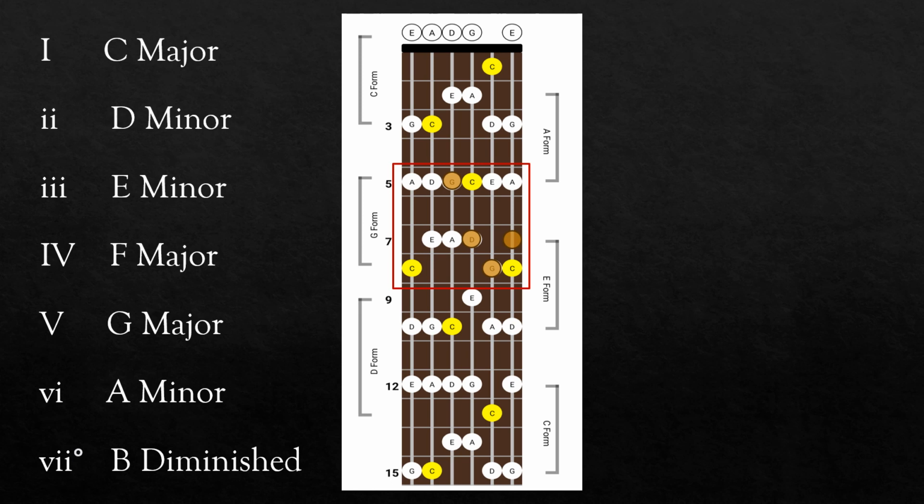Next, the 6th note, A, appears on the bridge side of the D string. Consequently, employing the E minor shape generates an A minor chord. Finally, the 7th note, B, can be found 2 frets up from the 6th note or 1 fret down from the root. As the 7th diatonic chord is diminished, we can play it using this shape.